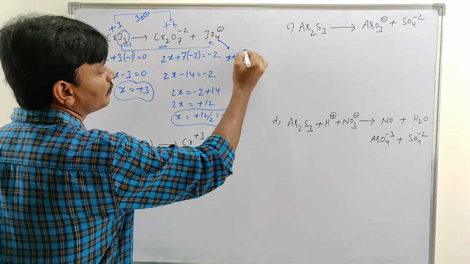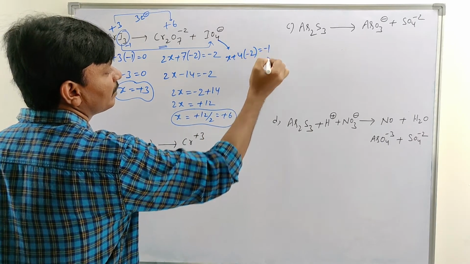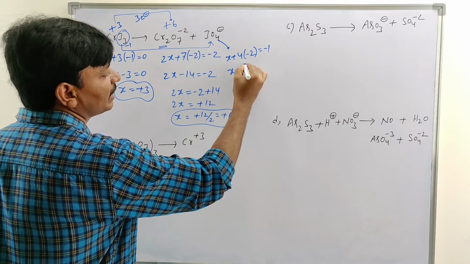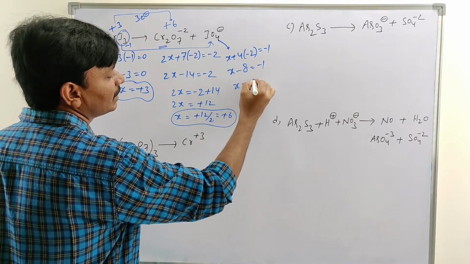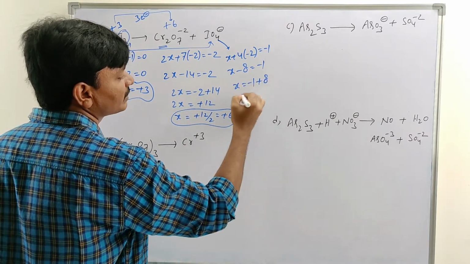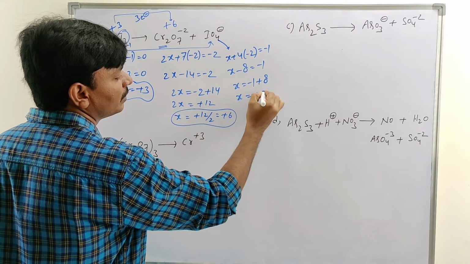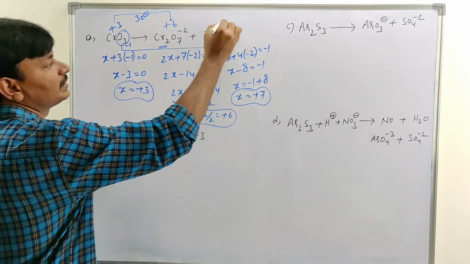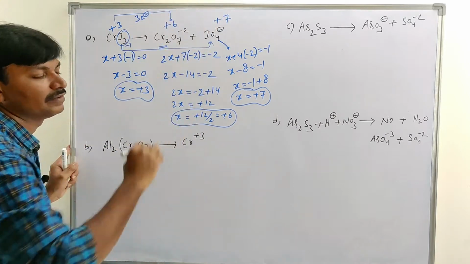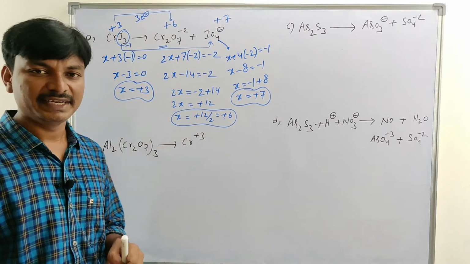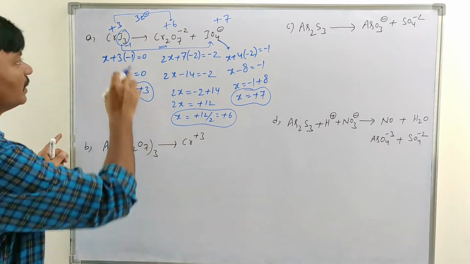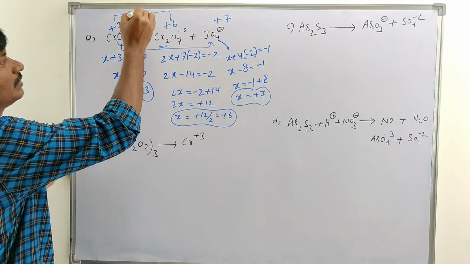Here in CrI3 iodine oxidation number will be minus 1, but here iodine oxidation number is X plus 4 into minus 2 equal to minus 1. That is X minus 8 equal to minus 1, X equal to minus 1 plus 8. Finally, X equal to plus 7. Here it is plus 7 oxidation number of iodine in IO4 minus. Okay, clear?